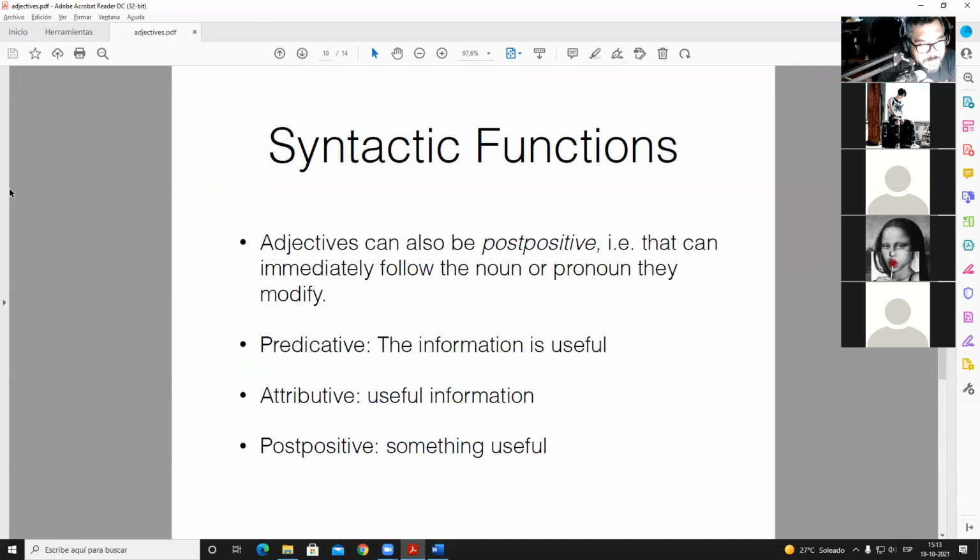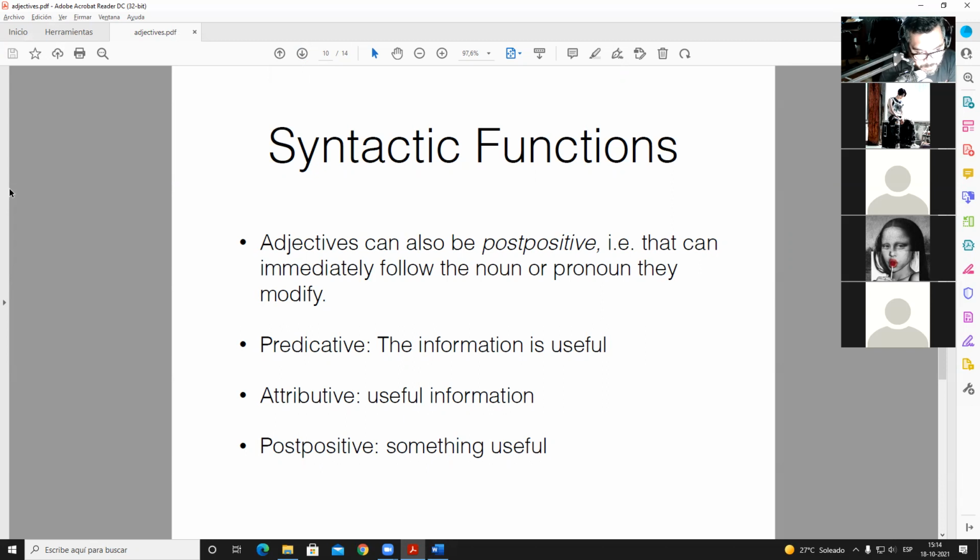Okay, adjectives can also be postpositive. Write that down, postpositive. They can immediately follow the noun or pronoun they modify. All over again, write that down, postpositive. That is to say, adjectives can immediately follow the noun or pronoun they modify. Therefore, here we have the three different forms.